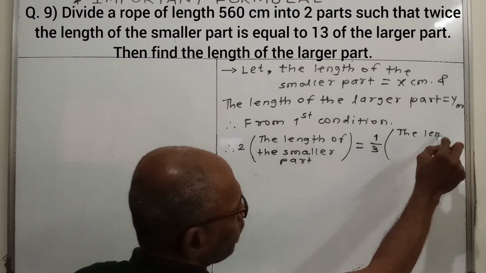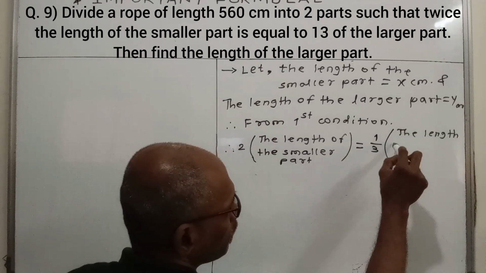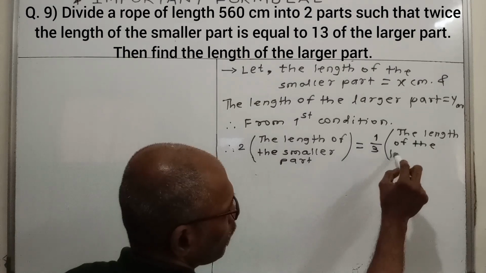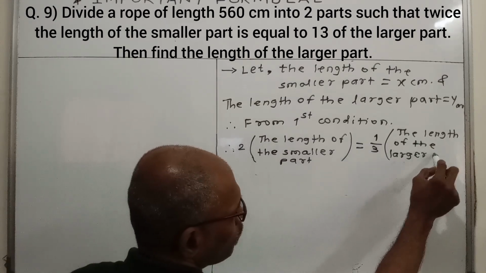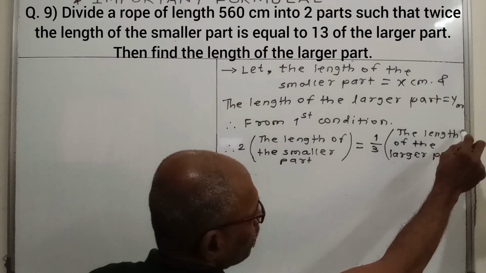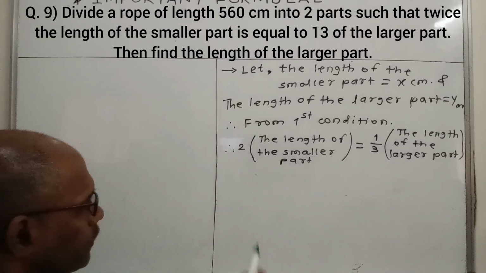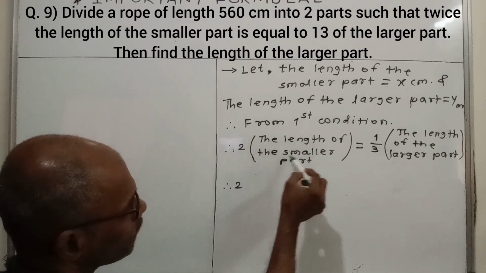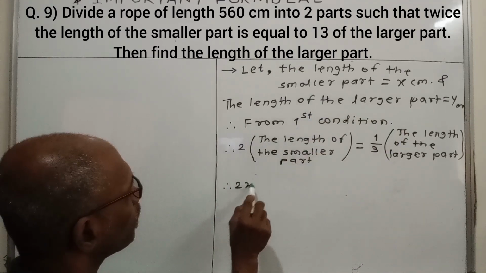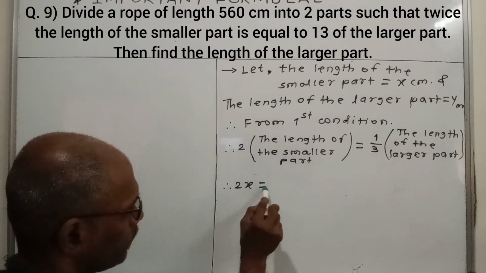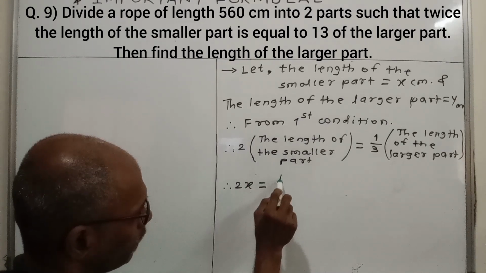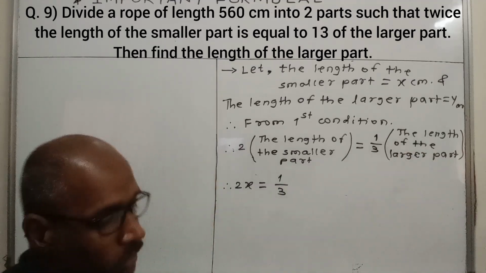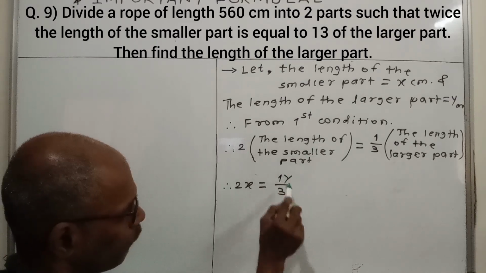The length of the larger part. Okay, this is our first condition. Therefore, 2 into the length of the smaller part, x, is equal to 1/3 the length of the larger part, y.